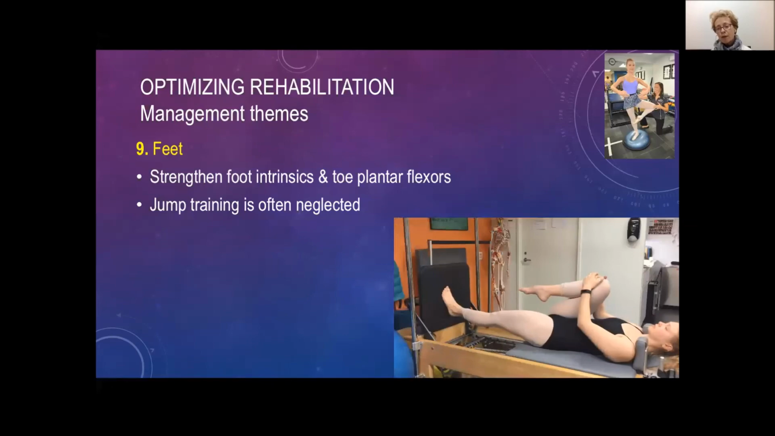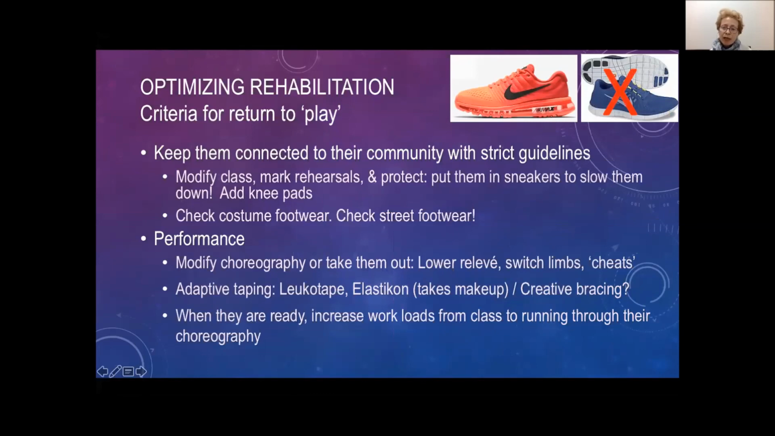Keep them connected to their community with strict guidelines. Dancers need to be locked down, but that doesn't mean we stop them from dancing. They just need to know what they can do. We need to modify their classes. If they need to mark rehearsals, they can still be present learning the choreography, and we need to protect them.